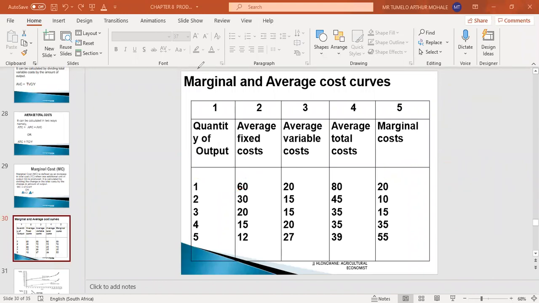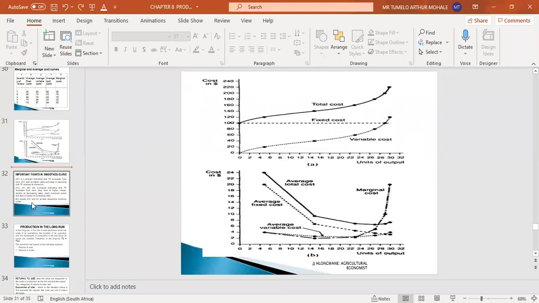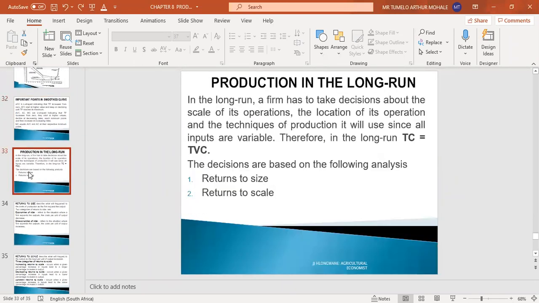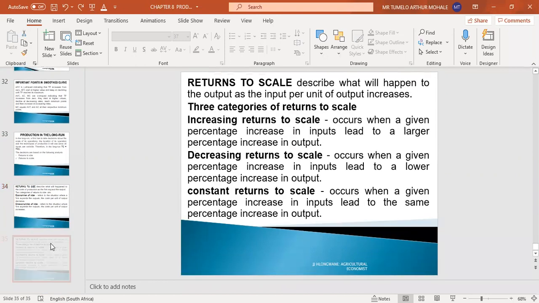So we are left with how many minutes? Less than 4 minutes. Let's see if there's something that we can cover. These ones are theoretical. They might ask you to differentiate between, or to explain returns to size. So this is the definition, and then these are the types of returns to size. Economies of size, diseconomies of size, they've really explained that. And then returns to scale, increasing returns to scale, decreasing and constant returns to scale, they are explaining them here. So the theory, I don't want to entertain it.